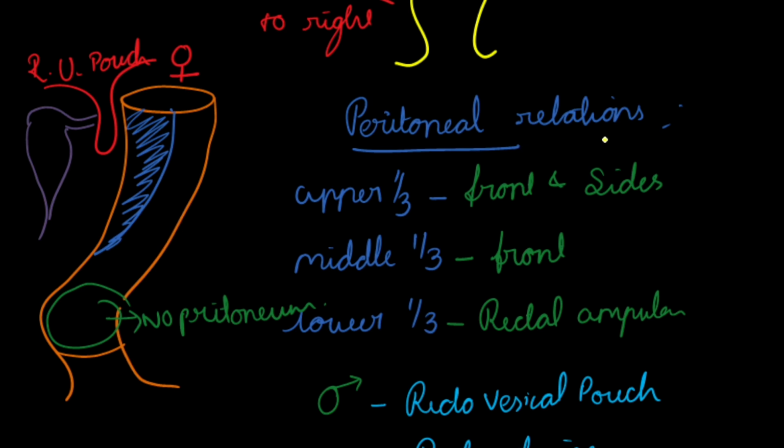Now regarding the peritoneal relations of the rectum, the upper one third is covered by peritoneum in front and at the sides, and in the middle it is on the front only, and in the lower one third we have the rectal ampulla and there is no peritoneum. And here we have two peritoneal pouches: in the male it is the rectovesical pouch, which separates the rectum and bladder, and in the female it is the rectouterine pouch, which separates the rectum and uterus.